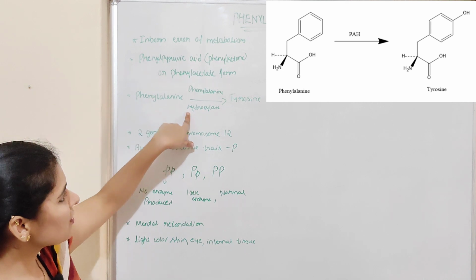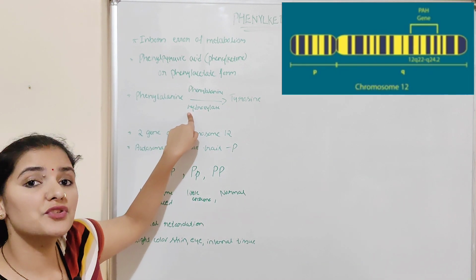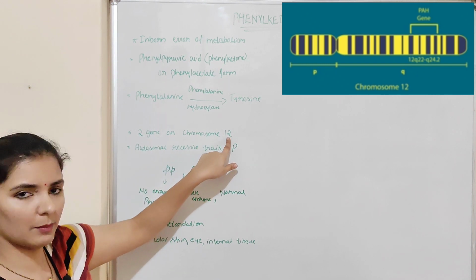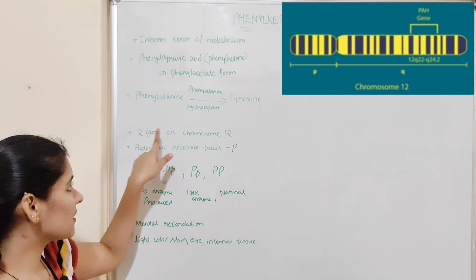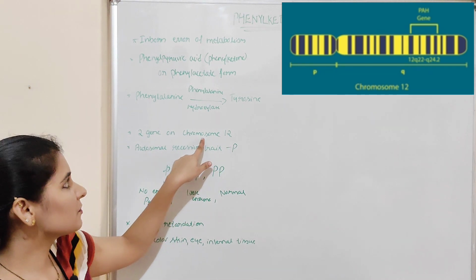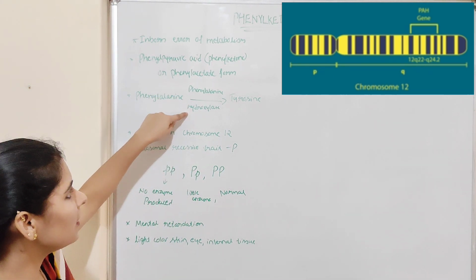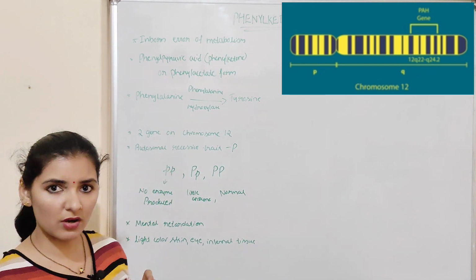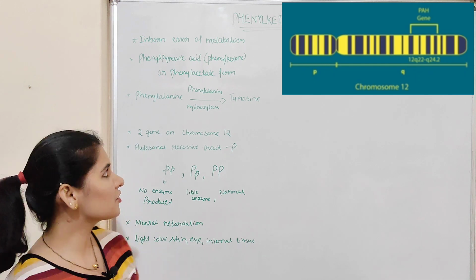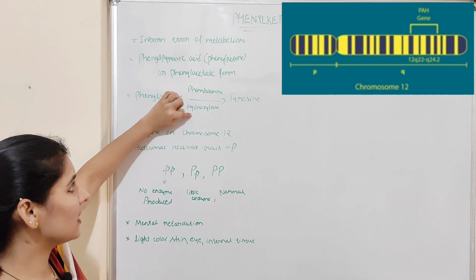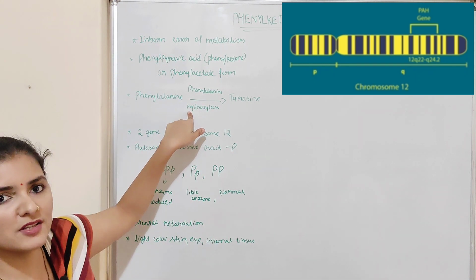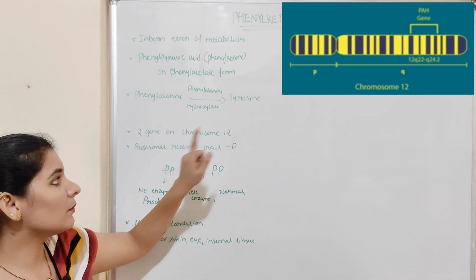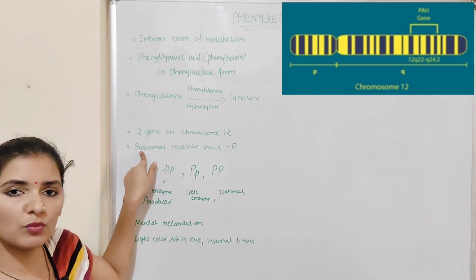This phenylalanine hydroxylase is produced in the liver and it is produced by two autosomal genes which are present on chromosome number 12. So these two genes which are present on chromosome number 12 are responsible for the production of phenylalanine hydroxylase. That is why it is called an autosome linked trait, because the gene which is responsible for the production of the enzyme phenylalanine hydroxylase that performs a normal metabolism of phenylalanine is present on the autosome, that is chromosome number 12. That is why it is called an autosome linked trait.